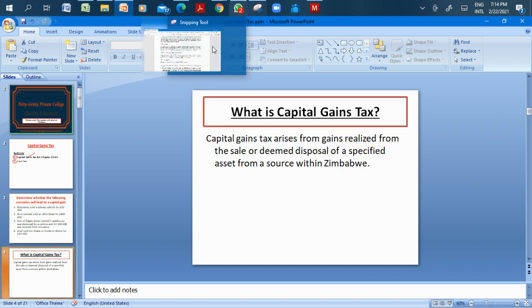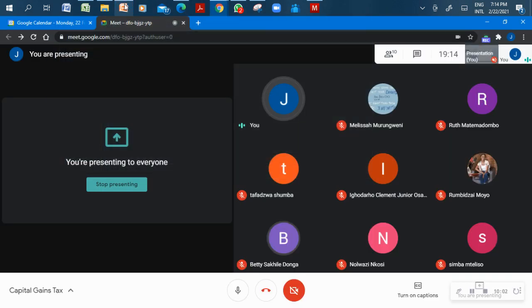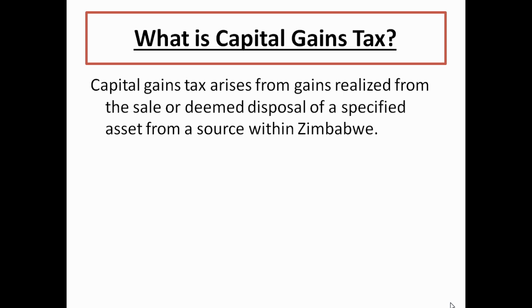So what is capital gains tax? In its basic form, capital gains tax arises from gains realized from the sale or deemed disposal of a specified asset from a source within Zimbabwe. We can only charge tax when gains are realized from the sale or deemed sale. That means there is an actual sale. Then there are some instances where we have to deem that an asset has been sold. Whenever we deem something, it means that thing was actually not there.